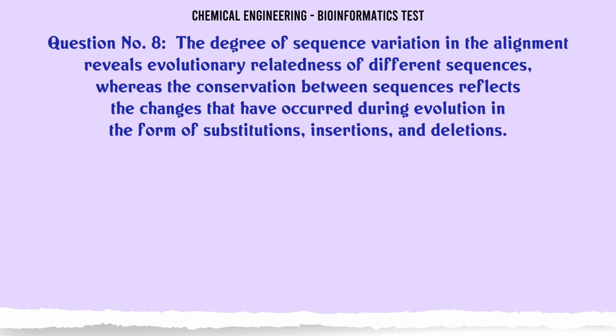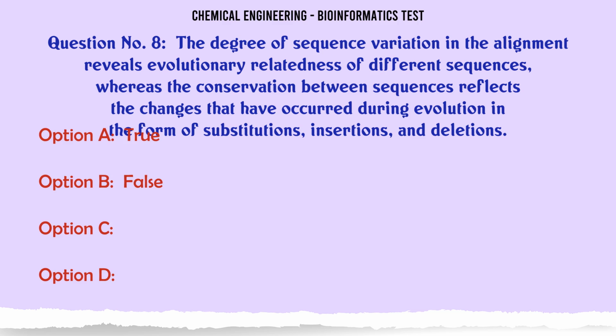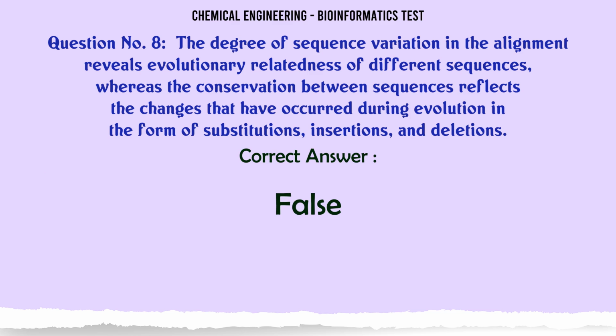The degree of sequence variation in the alignment reveals evolutionary relatedness of different sequences, whereas the conservation between sequences reflects the changes that have occurred during evolution in the form of substitutions, insertions, and deletions. A. True. B. False. C. D. The correct answer is false.